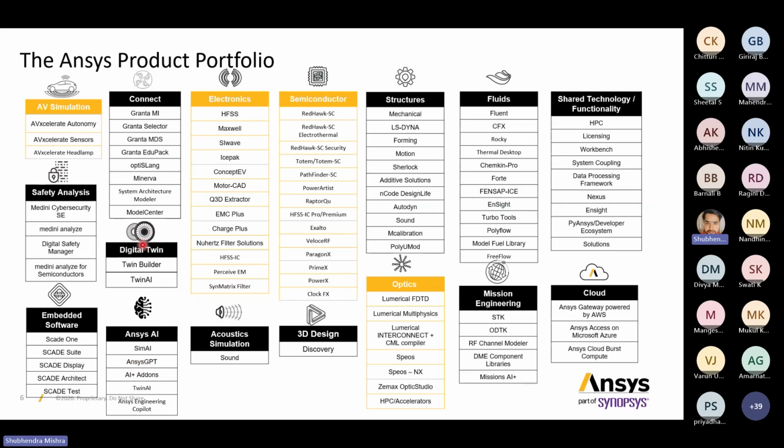We have a digital twin. This is basically the system of systems level simulation where, say I'm doing some simulations where electronics, structures, and fluids, all three physics are involved. I can import all those models here and proceed with the simulation phases. We have an optics tool, we have a mission engineering tool.